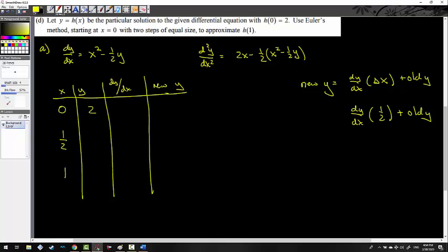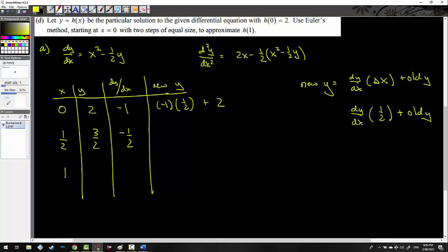So what's dy/dx? Well, I can let you guys figure that out. I mean, dy/dx is just plugging stuff in. You end up getting negative 1, just to save a little bit of time. That ends up becoming negative 1 times 1/2, so that would be dy/dx times delta x plus old y, which would be 2, and that's going to get me 3/2. When you plug 1/2 and 3/2 into the dy/dx, you end up getting negative 1/2.